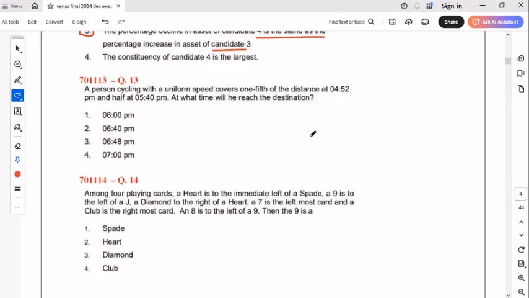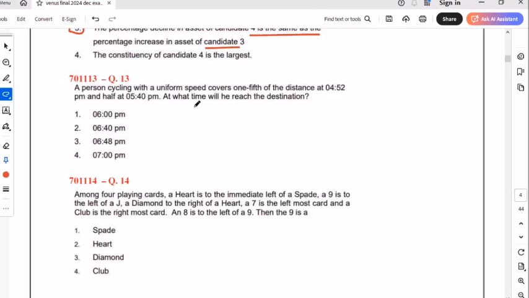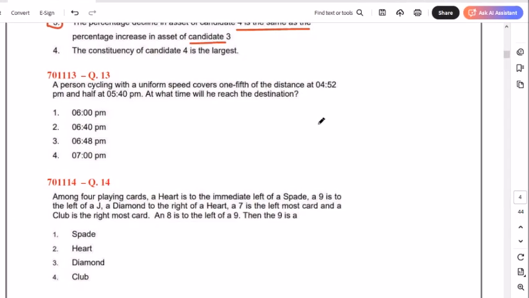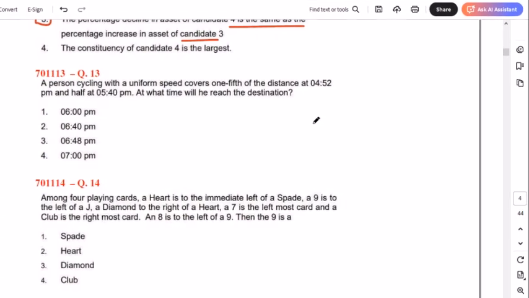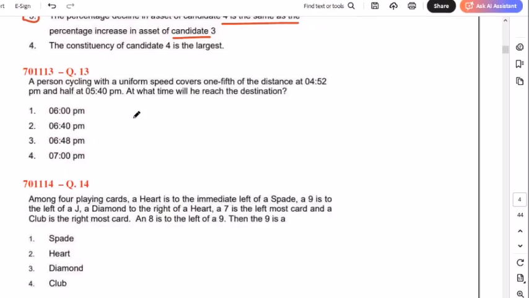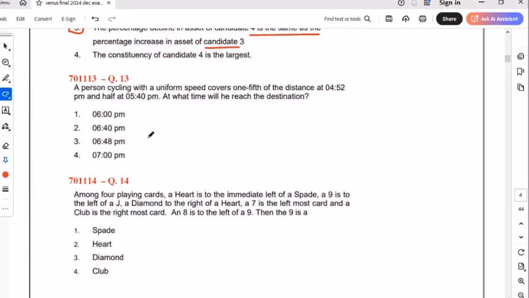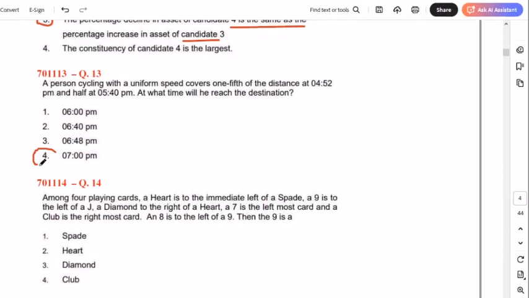Next, question number 13. A person cycling with a uniform speed covers 1/5 of the distance at 4:52 p.m. and off at 5:40 p.m. At what time will he reach the destination? The correct option is 4, that is 7 p.m.